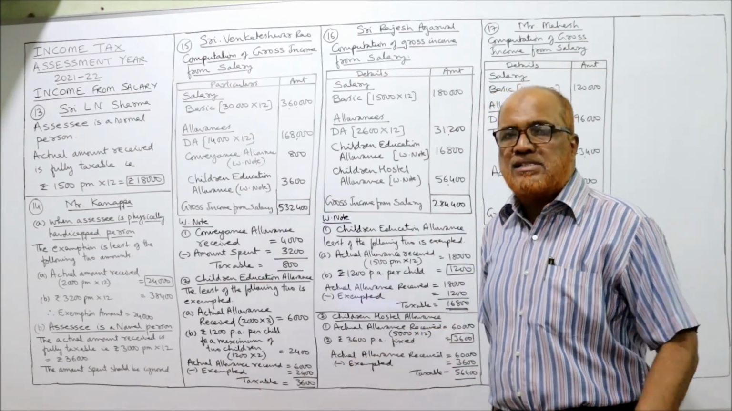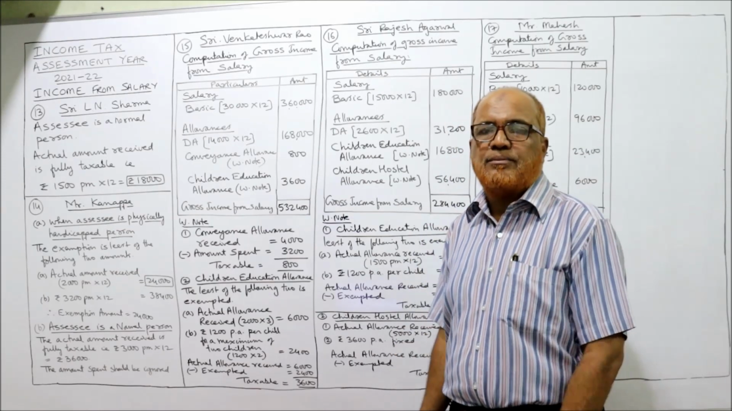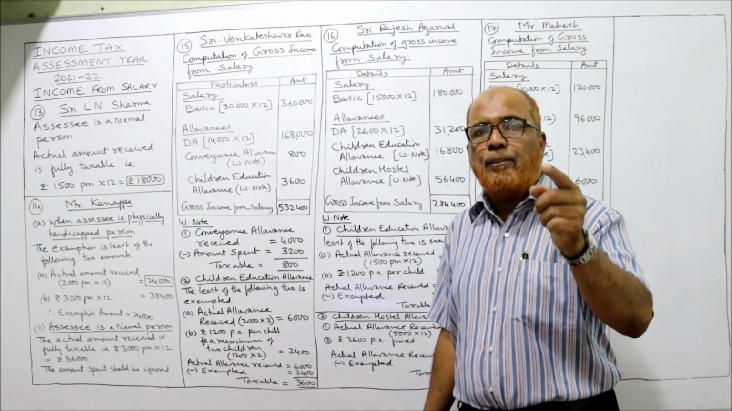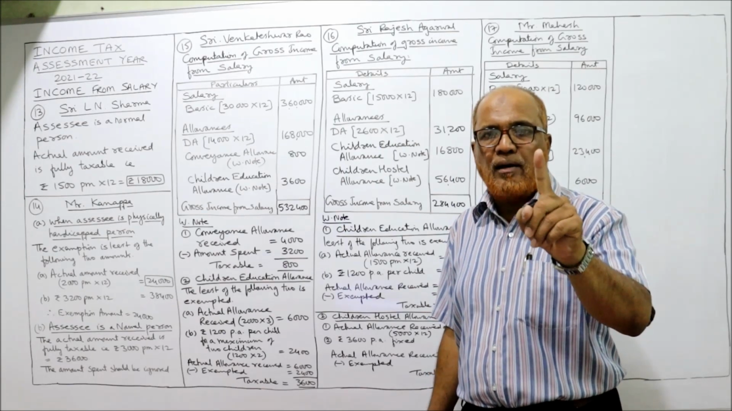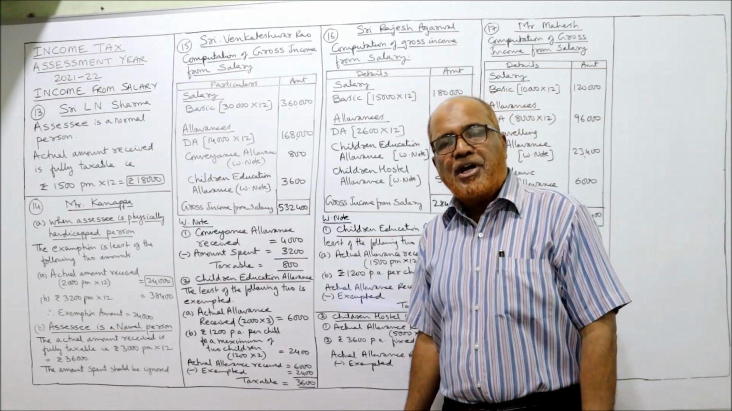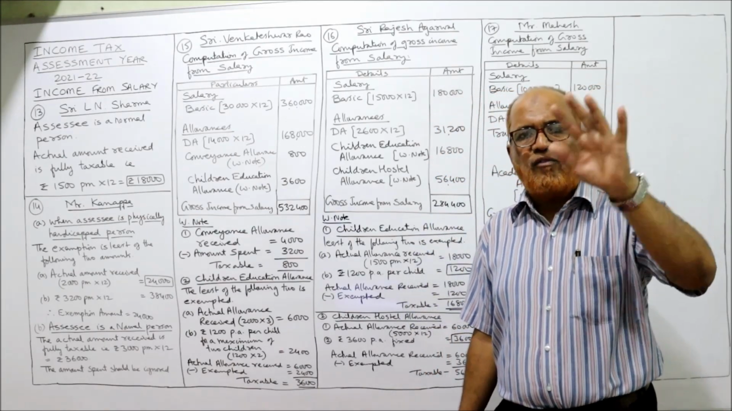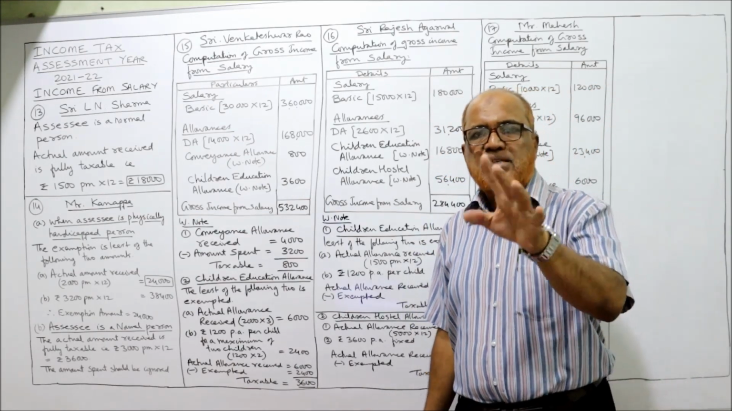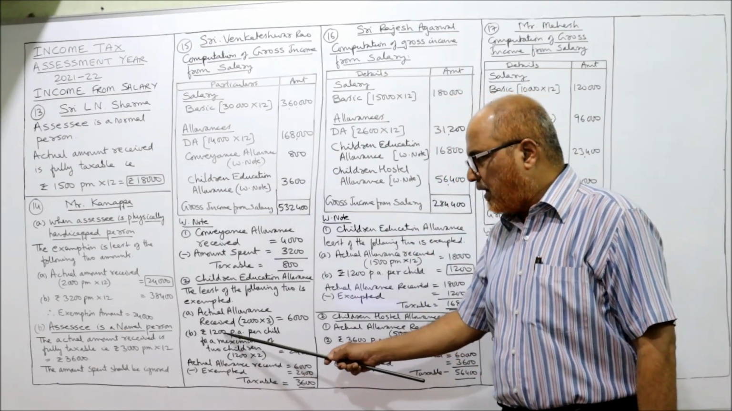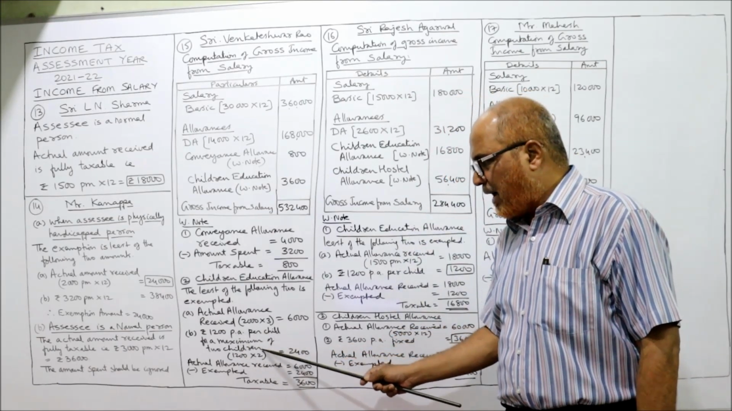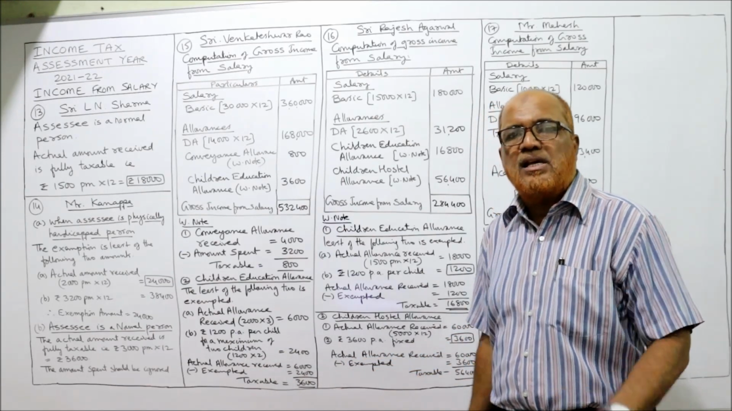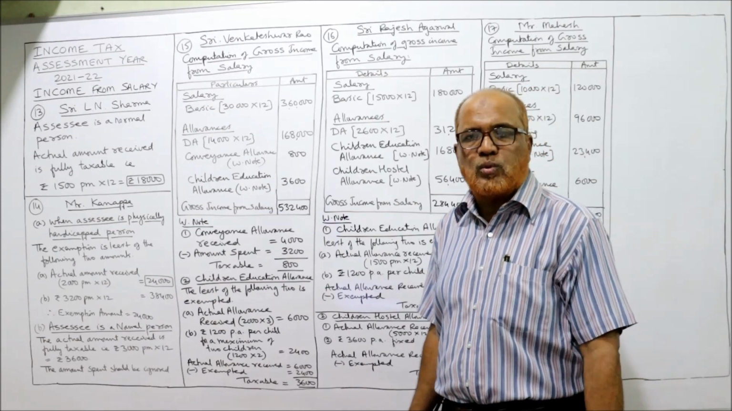Now the limit, the ceiling given by the Income Tax Act: Rupees 100 per month or 1,200 per annum per child for a maximum of 2 children. The Income Tax Act says there is a ceiling of only 2 children. For one child 1,200 rupees fixed, that's it. So 1,200 rupees per annum per child for a maximum of 2 children. So 1,200 into 2, 2,400 is the limit.